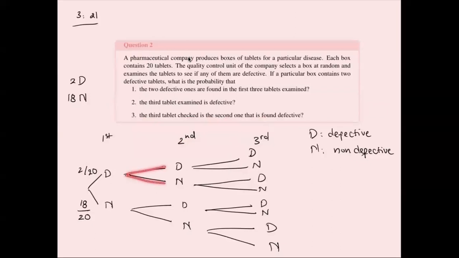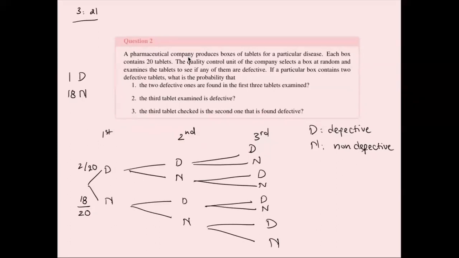We will fill in the numbers here. If our first tablet is defective, then we do not have 2 defective in the box anymore. We only have 1 defective. Then the chance that the second tablet is defective, given the first one is defective, is 1 divided by 1 plus 18, which is 19.